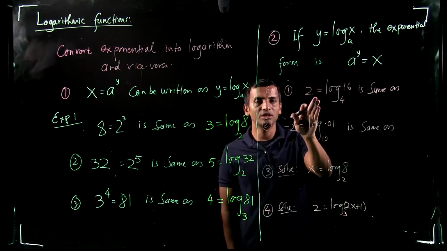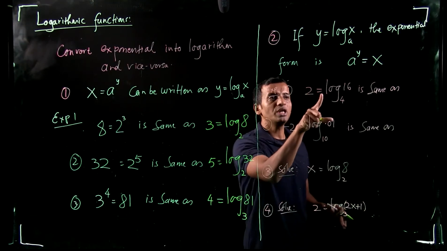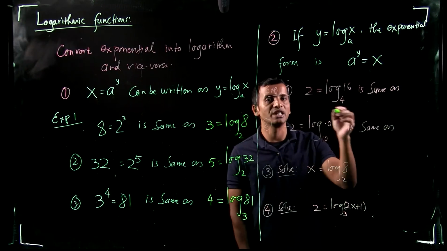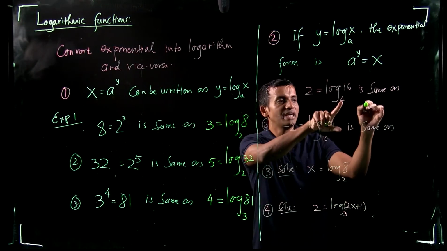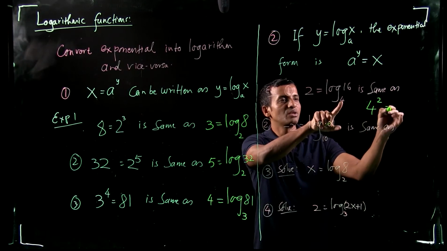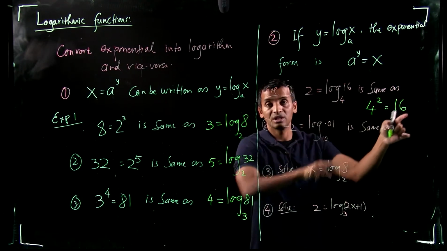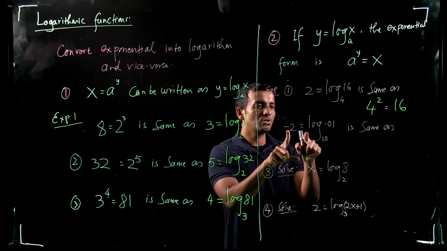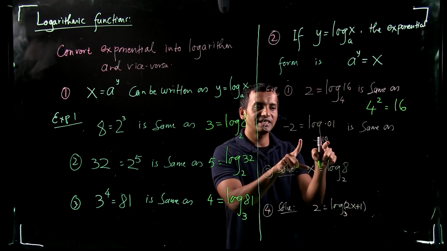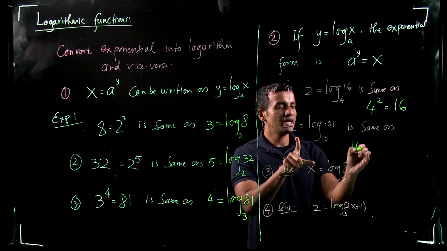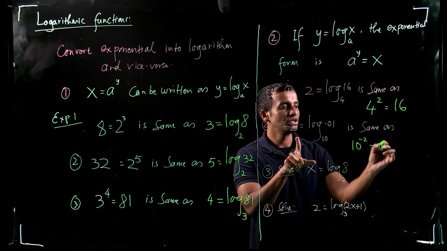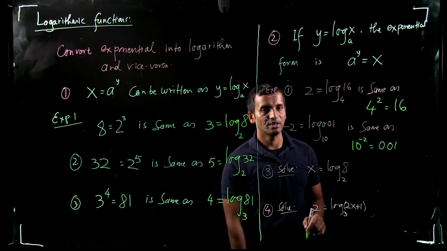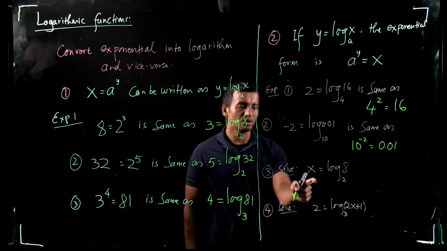Okay, let me do this example. If you have 2 equals log of 16 with base 4, how do you write this without using log? You write base to the other side equals 16. 4 to the 2 is 16, right? Yes. Now how about this? You have negative 2 equals log of 0.01 with base 10. How do you write this? You write base to the other side equals 0.01, the same thing.